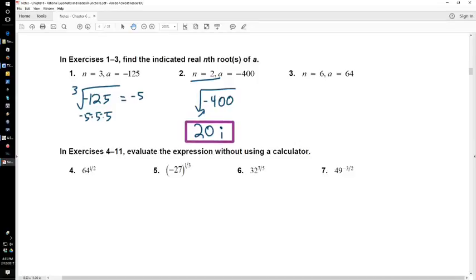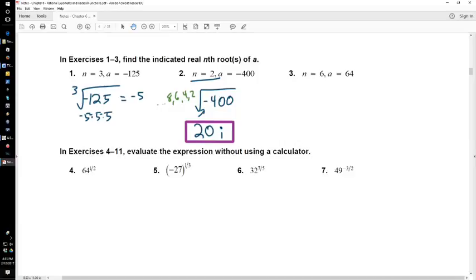So if you have an even number up here, if you have 2, 4, 6, 8, anything like that, an even number, you cannot take the root of a negative. So it's going to come out as an imaginary number. And that's okay. Just put a little i next to it.